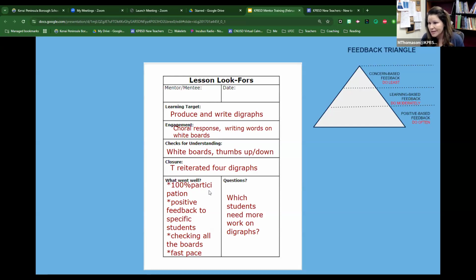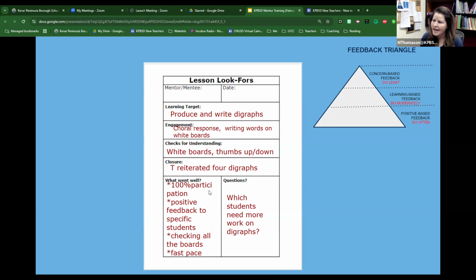But what I want you to notice is that under the box, what went well, I want you to fill that up with all the things that you see going well in that classroom. That's the most important part, to be your mentee's cheerleader and let them know all the things that they are doing well, because inevitably they're not going to be thinking about the things that are going well. They're going to be thinking about the things that are not going well. So please be your mentee's cheerleader.